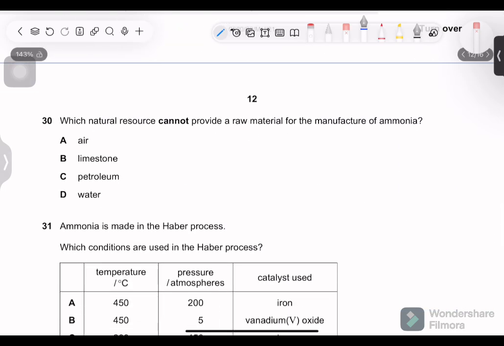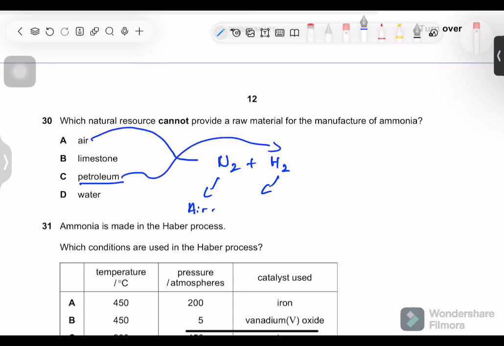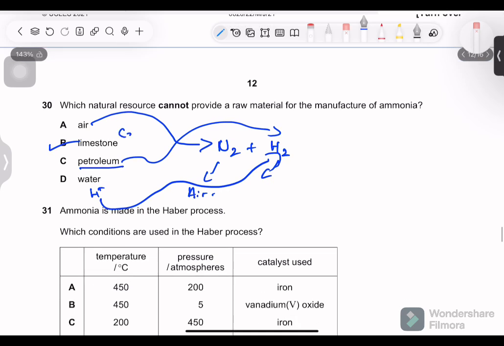Which natural resource cannot provide a raw material for the manufacture of ammonia? Okay, so for ammonia we need N2 plus H2. This hydrogen is from hydrocarbons, and this nitrogen is from air. Petroleum is basically a hydrocarbon, so we can use this to obtain hydrogen. Air provides nitrogen, and water contains hydrogen, so water can be used for hydrogen. So the only option we have is B. Calcium carbonate has nothing to do with these two substances.